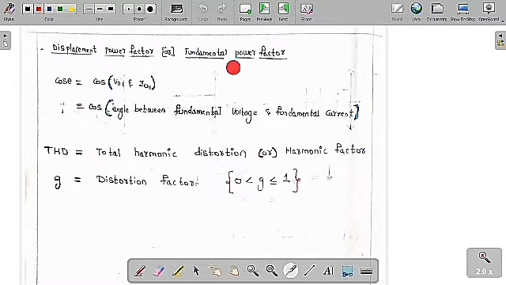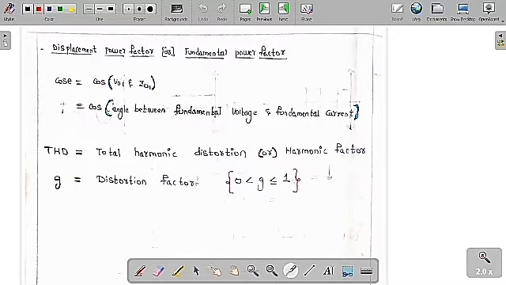Displacement power factor or fundamental power factor. So the displacement power factor or fundamental power factor means cos theta. It is the cos of the angle between the fundamental output voltage and the fundamental output current. So the fundamental power factor or displacement power factor is the cos of the angle between the fundamental voltage and the fundamental current. This is called the displacement power factor or the fundamental power factor.